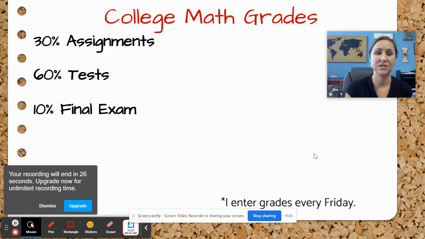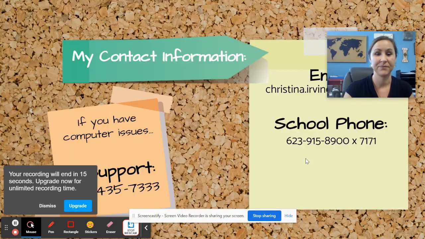College math grades are like this. There are 30% assignments, 60% are tests, and 10% is the final exam. Again, for this class, I also enter grades every Friday.